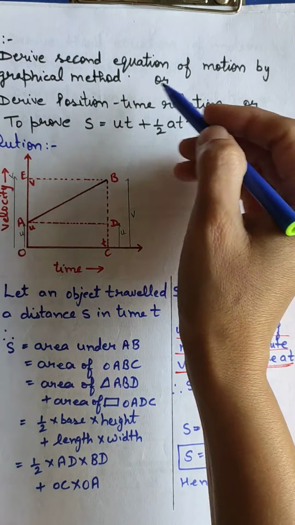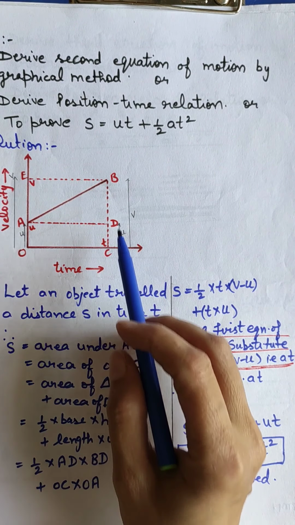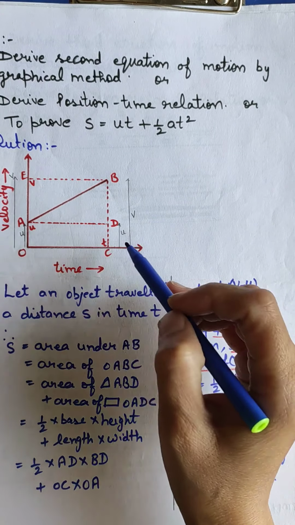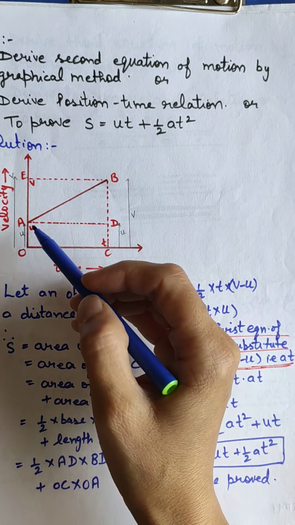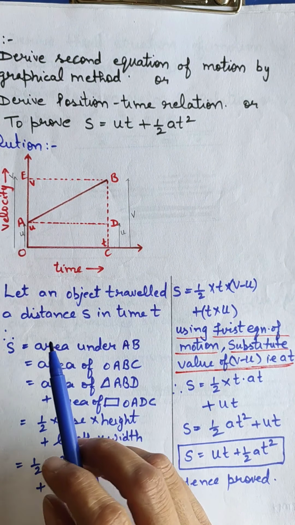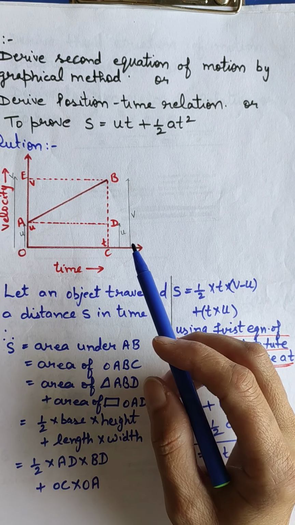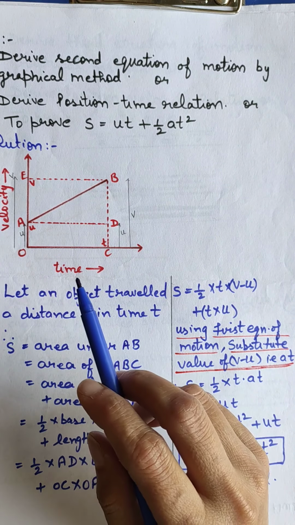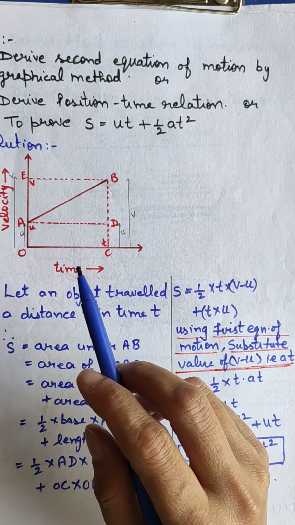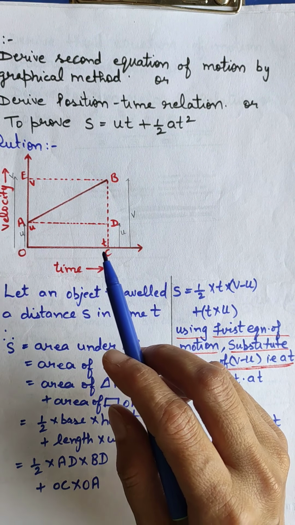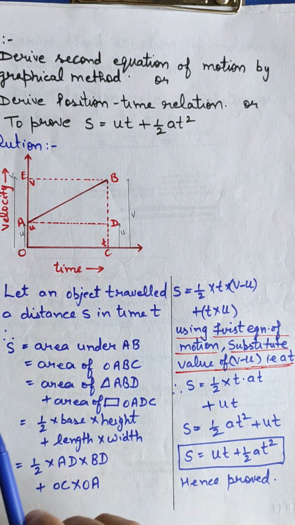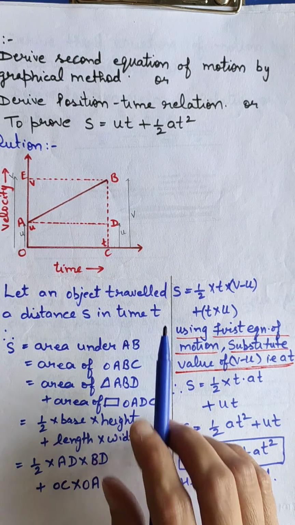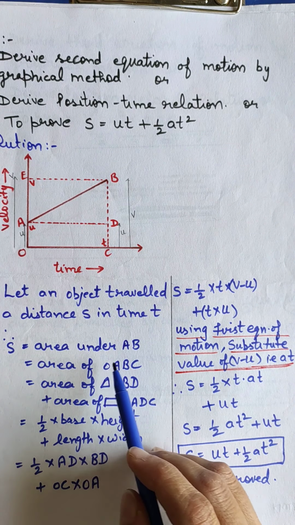For proving this equation, we will derive this graph as we have done in the last derivation. In the same way, same notations I have taken by using this. Now, in the first equation of motion, we used the fact that acceleration is equal to change in velocity divided by time. Now, in this second equation, we are going to consider the concept that let an object travel a distance s in time t. So, s is equal to area under AB.